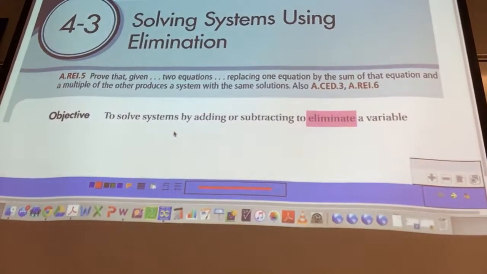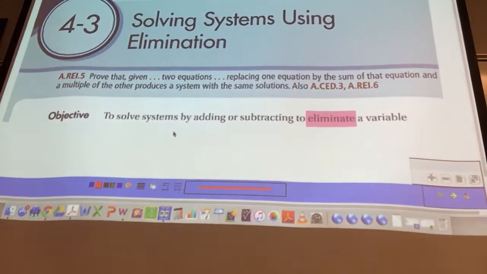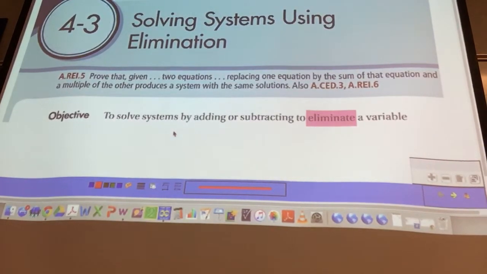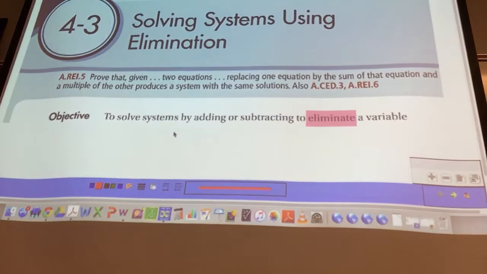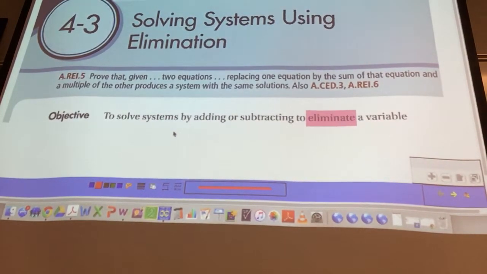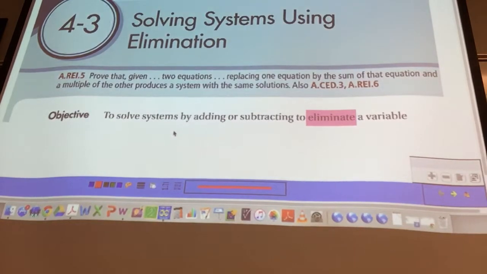So, solving systems using elimination. Yesterday we did substitution. Today, elimination. What do you think that's going to mean? Terminator. You're going to take out something. Yeah. Oh, okay. We're going to get rid of one of the variables. Instead of taking one out and putting it back in, we're just going to take it out altogether.